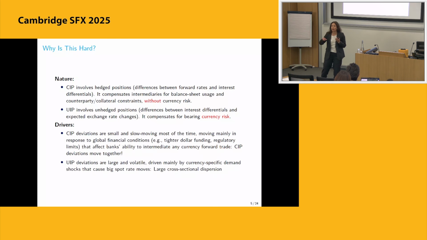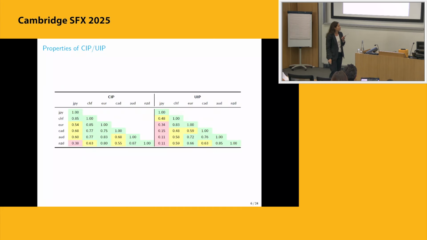On the other hand, also the drivers that people have suggested in the literature are fundamentally different. If you look at CIP deviations, they're very slow moving, they're global, whereas if you look at UIP deviations and the literature on carry returns, it's really about the cross-section and the idiosyncratic risk or the exposure to some global risk factor. So I took the same data that they're using in the paper.